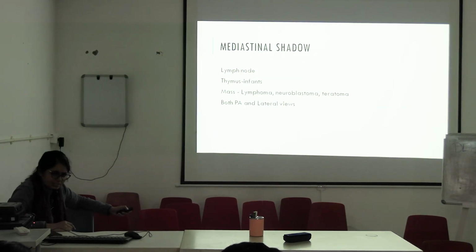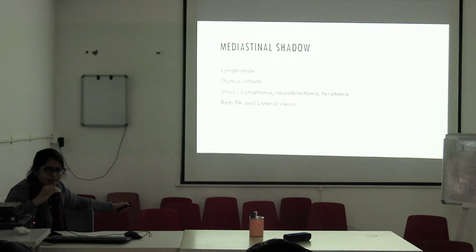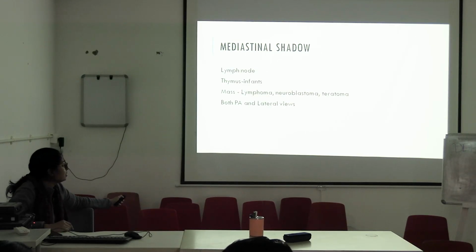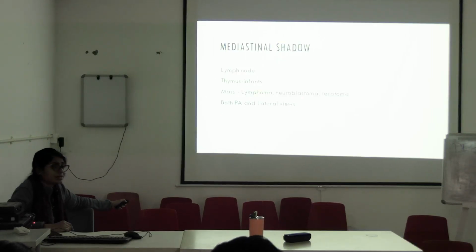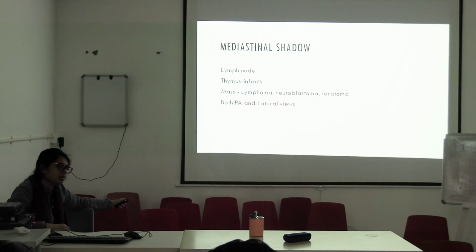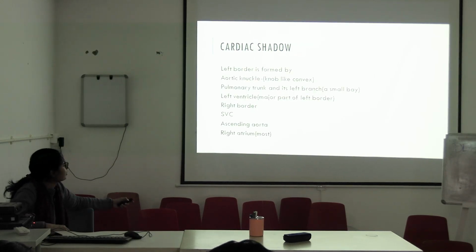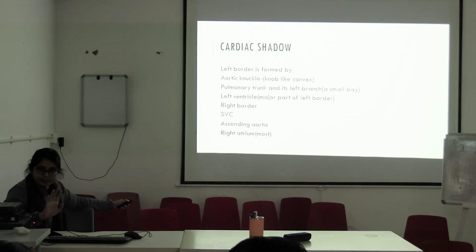Then we come to mediastinal shadow. We will look at whether there is any lymph node enlargement, thymus in infants. Thymus তো infants এর থাকে, যত বড় হয় আস্তে আস্তে the thymus will disappear, it will regress. Then look at any mass in the mediastinum like lymphoma, neuroblastoma, teratoma. Then they will be seen in both PA and lateral views. Then we will appreciate the cardiac shadow. There will be a separate class on cardiac X-rays. This is just a basic thing.